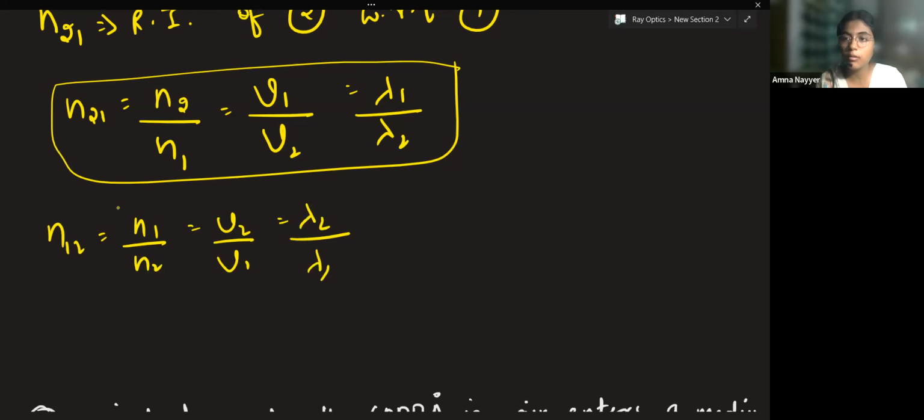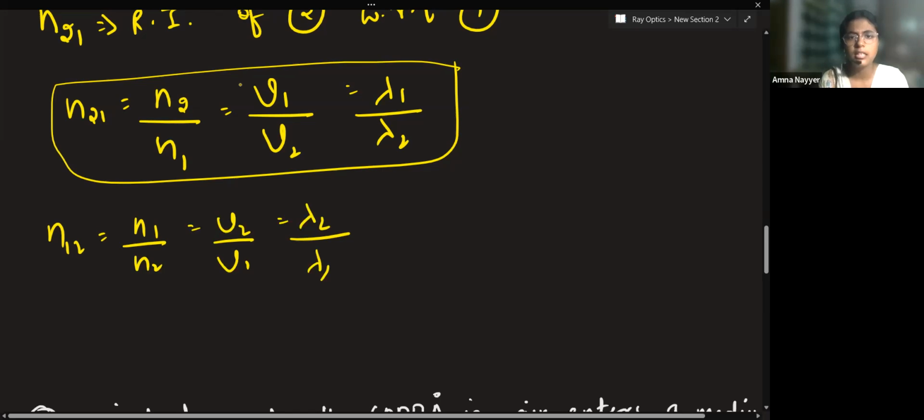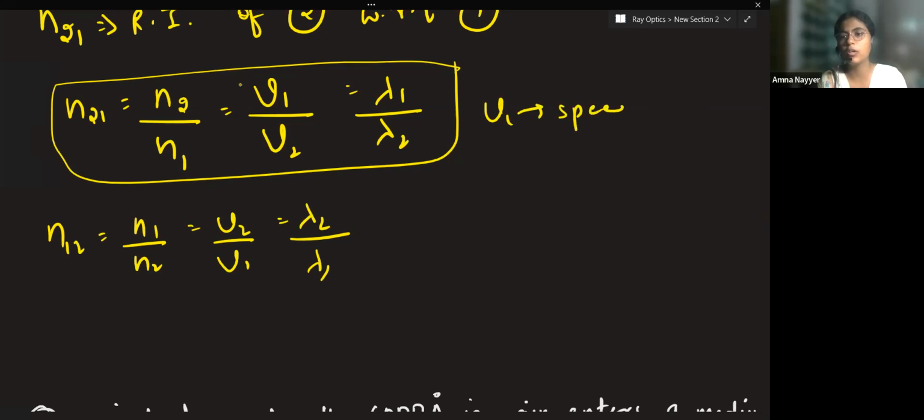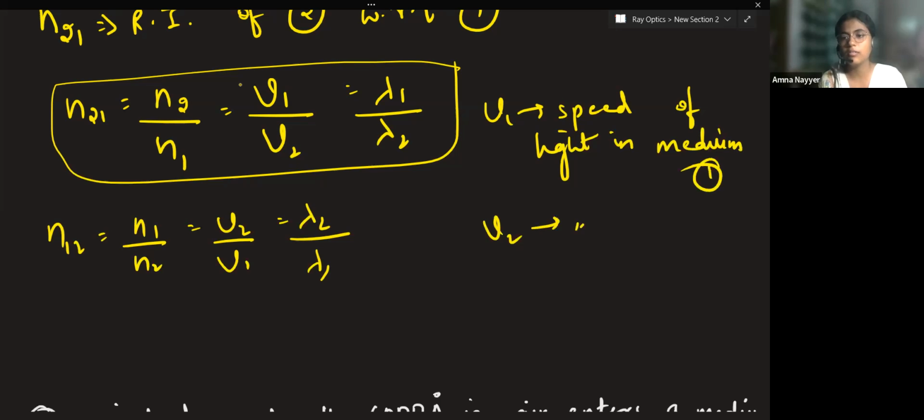V1 and V2 are what? I hope you're understanding. This is not speed of light in air that we take. This is some other speed of light that will be given to you in question. V1 is speed of light in medium 1. And V2 is what? Speed of light in medium 2. This is only given. Fine.